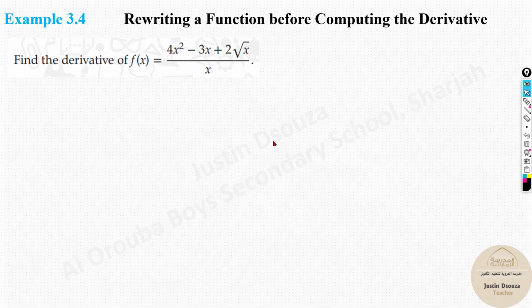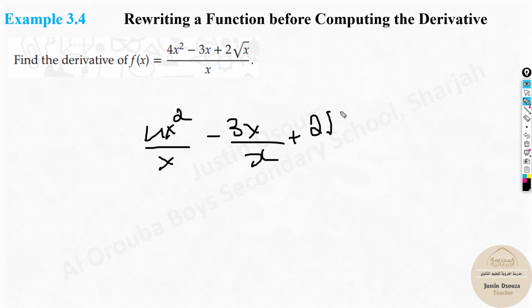We have not come across division for derivatives and such. For now, you can look over here. There is x, x and root x. So we know that if it's plus, we can solve them individually and easily. So why don't you just split this using the distributive property: x to the power 2 by x minus 3x by x plus 2 root x by x. So how about this? You have separated all these x's.